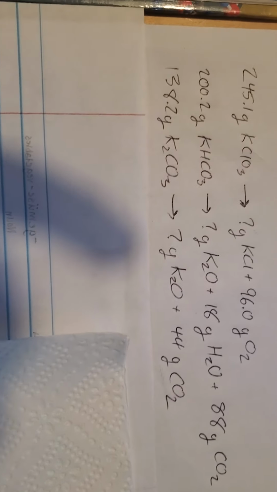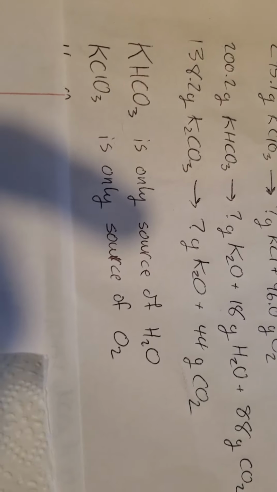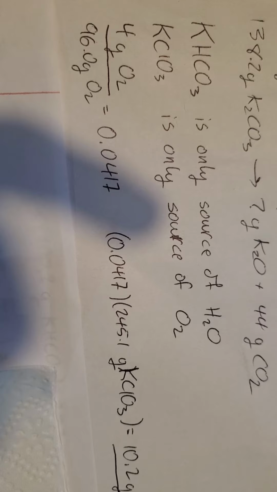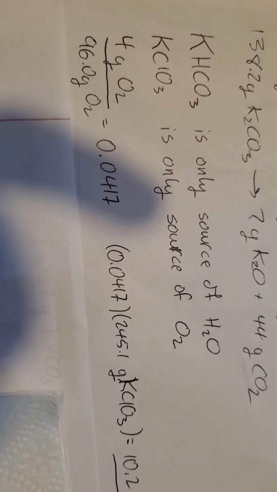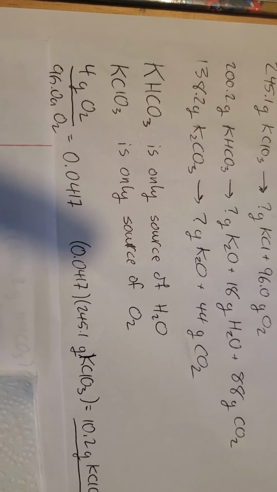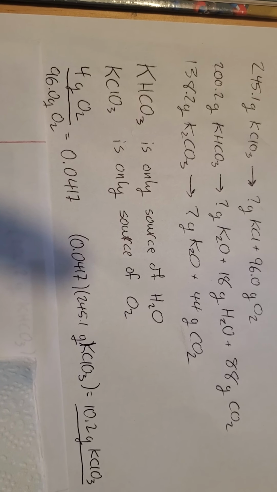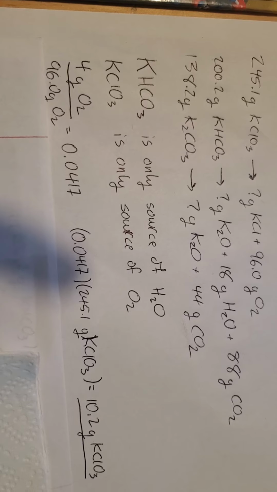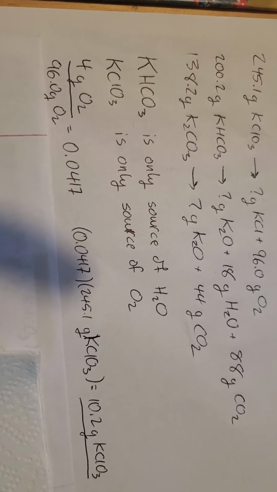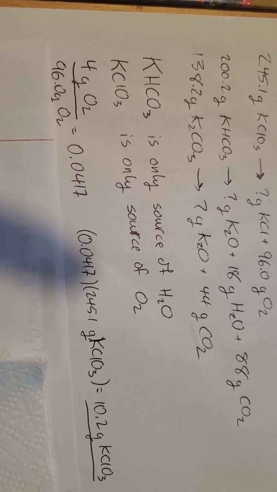So in solving this, I decided that the first one that I wanted to do was the potassium chlorate reaction. So we got 4 grams of oxygen, and we can see in the standard mass balance equation you get 96 grams of oxygen. So that's a 0.0417 scale factor. So apply that 0.0417 scale factor to the potassium chlorate standard amount, and you can see that you get 10.2 grams of potassium chlorate.